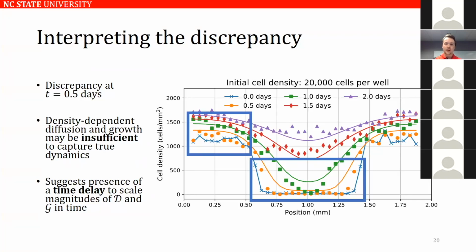These two MLPs, the D and G MLPs, are universal function approximators. They're similar to polynomials. So they are learning from the set of continuous functions of the cell density U. And this model discrepancy indicates that perhaps the assumption of density-dependent diffusion and growth may be insufficient to capture the true dynamics of the system. In particular, because of this overestimation at early time points, where the later time points look pretty good, this suggests that there may be a time delay that scales the magnitudes of the diffusivity and growth specifically for early time.